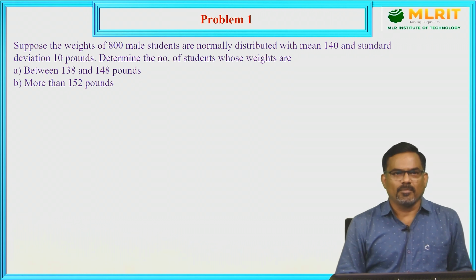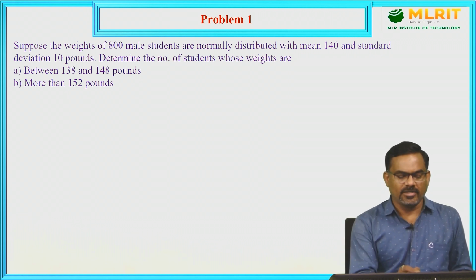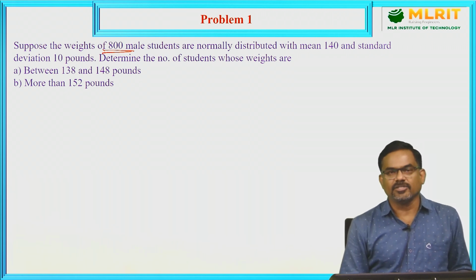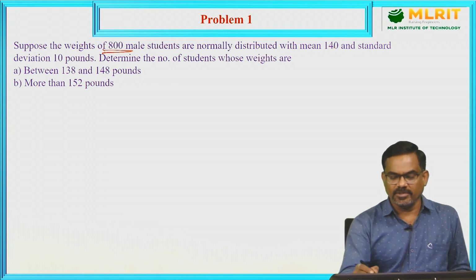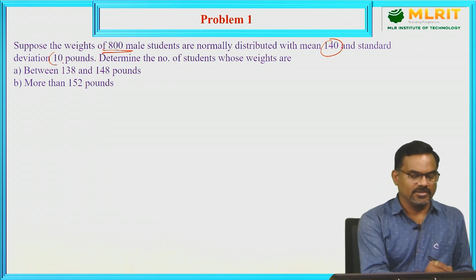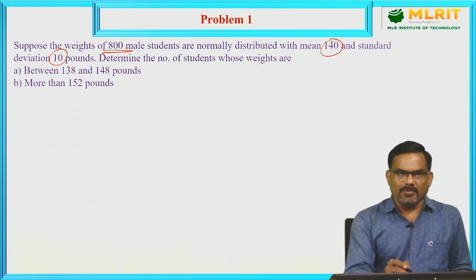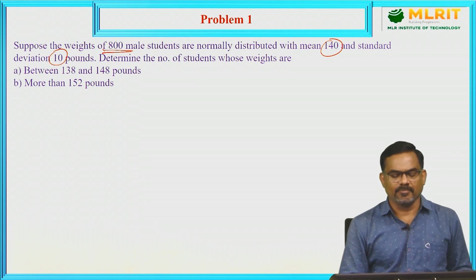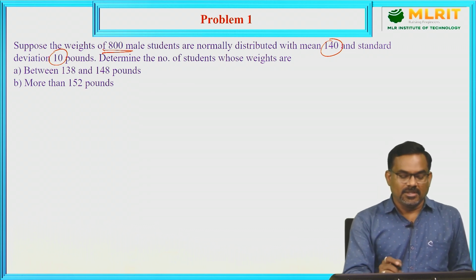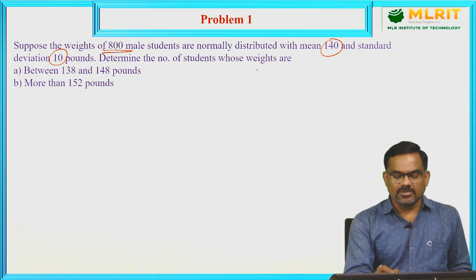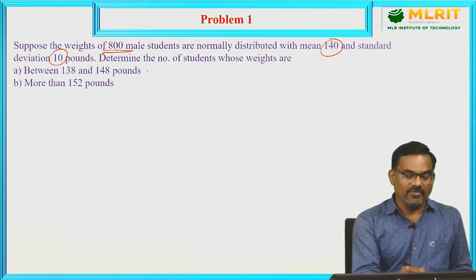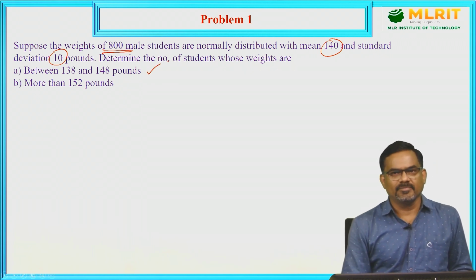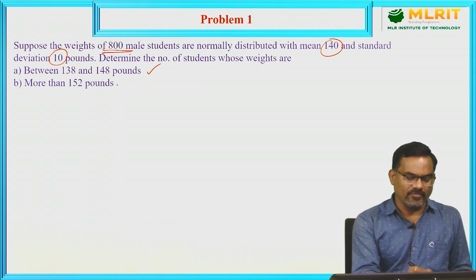Now the first problem is, suppose the weights of 800 students are normally distributed with mean 140 and standard deviation 10 pounds. Again I repeat, suppose the weights of 800 male students are normally distributed with mean 140 and standard deviation 10 pounds. Now the question is to determine the number of students whose weights are between 138 and 148 pounds and more than 152 pounds.